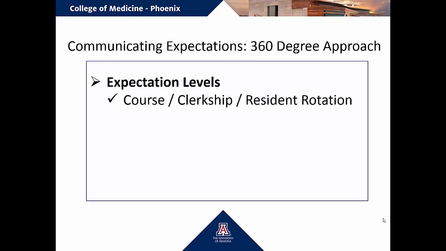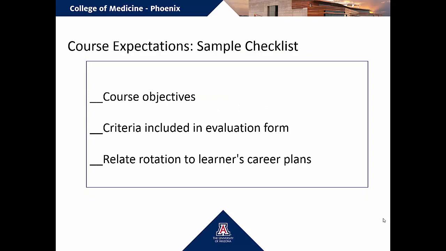The example forms just reviewed demonstrate unique expectations of a course, clerkship, or resident rotation, but keep in mind that all are mapped back to institutional expectations regarding educational program objectives, EPOs, and entrustable professional activities, EPAs. Thusly, creating your own reminder checklist of expectations to review with a learner might look something like this.